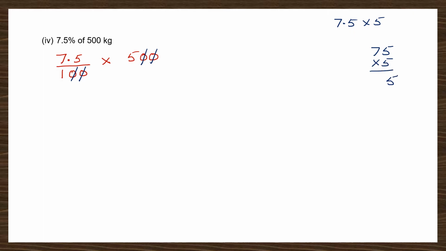5 fives are 25, I carry 2. 5 sevens are 35, 36, 37. Now I put back the point. In my question, there is one decimal place. In my answer also, there should be only one decimal place. So that is 37.5. Okay, so let me write that down here. 37.5. So 7.5% of 500 kg is 37.5 kg. So when you write the unit, don't forget to put kilograms there, kg there.